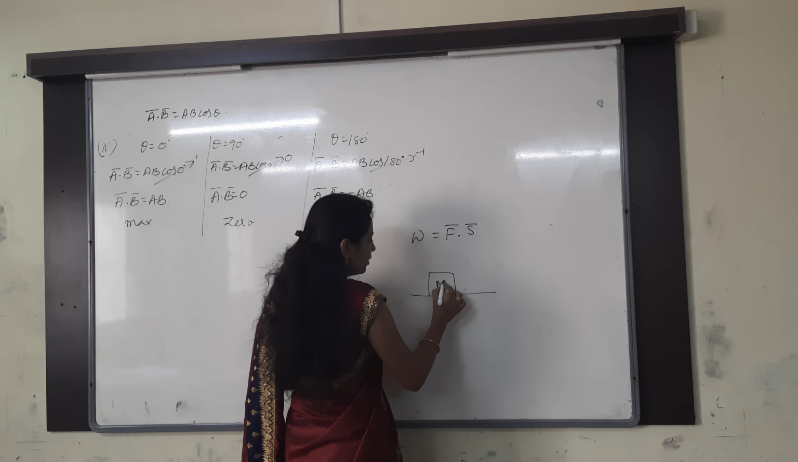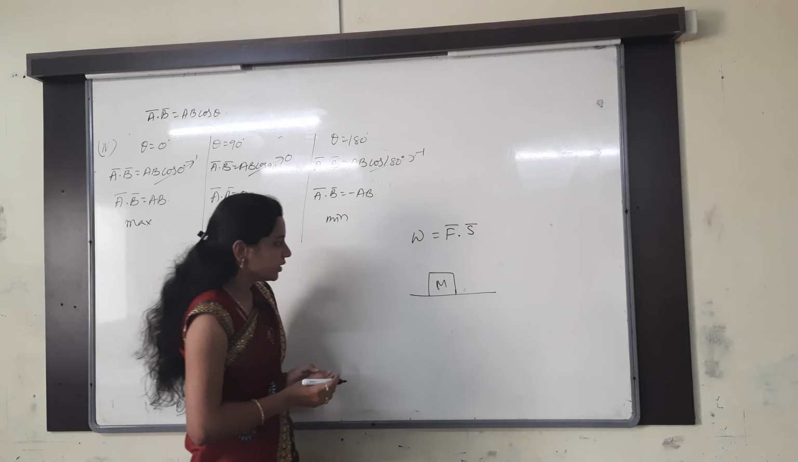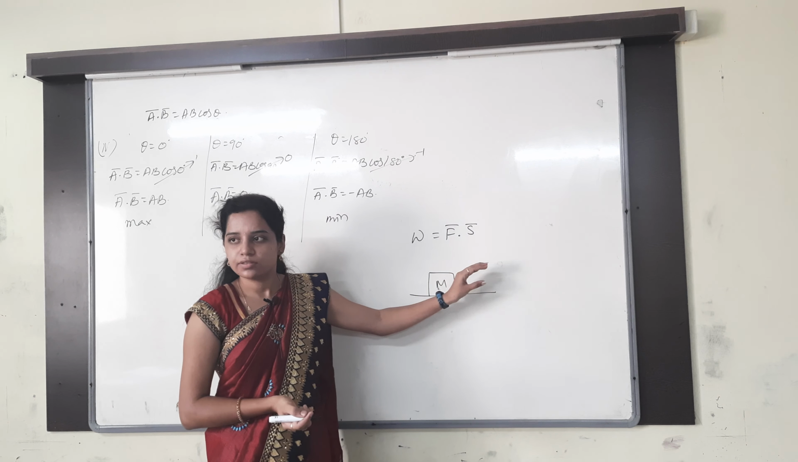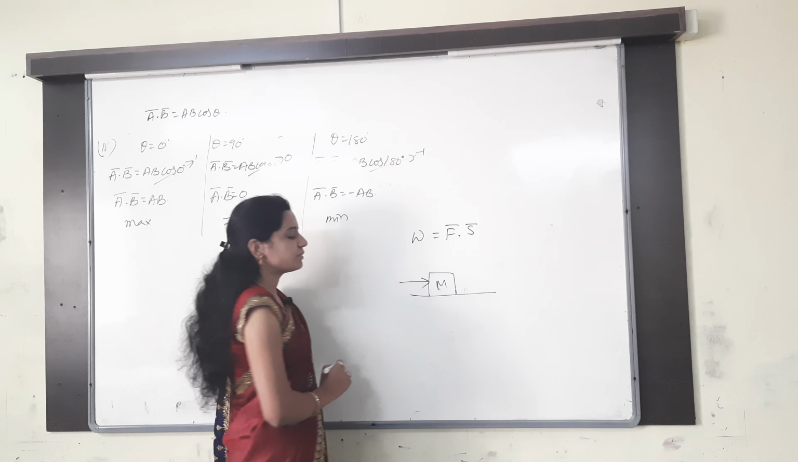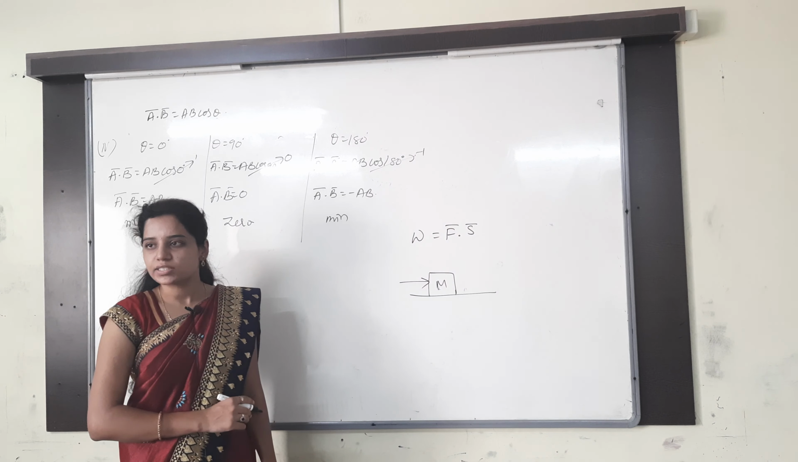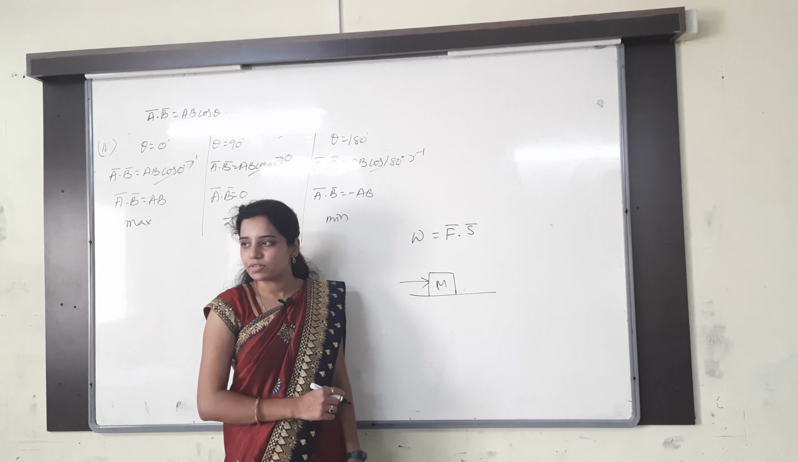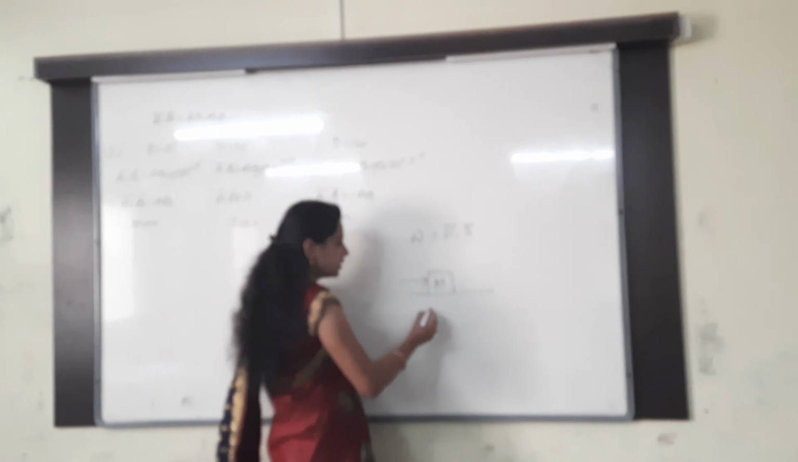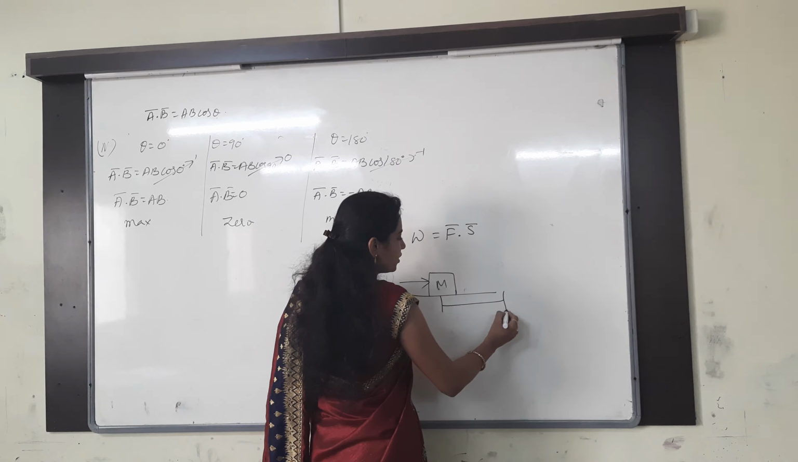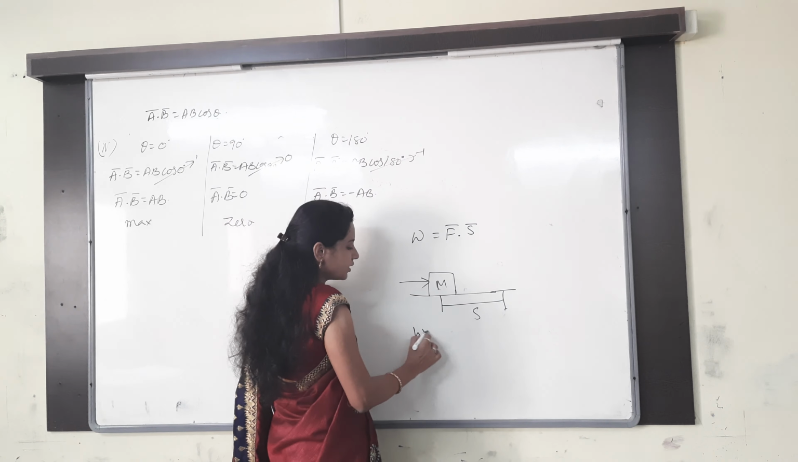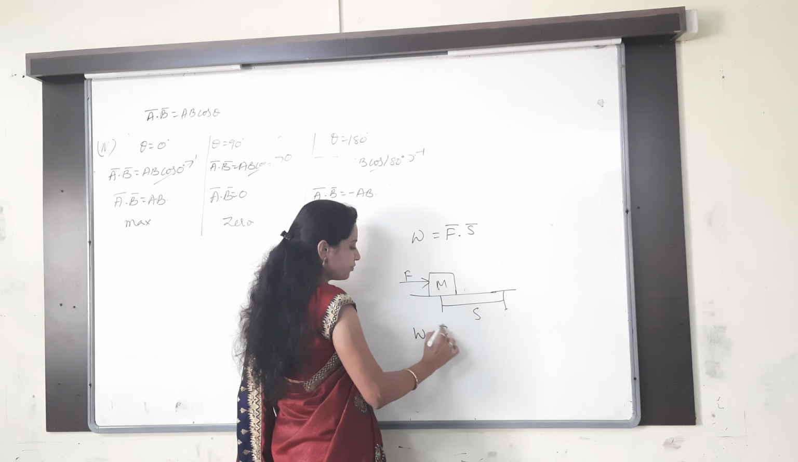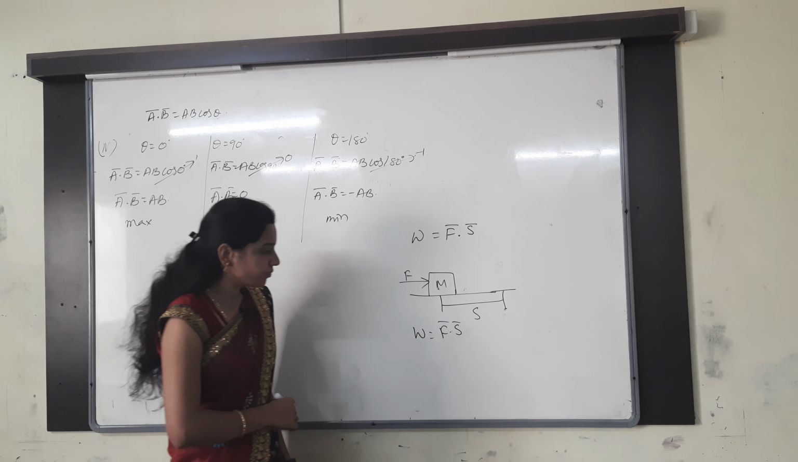If I take a block of mass M here, now I am applying a force on that. Whenever I am applying force on this in this direction, displacement will be there in which direction? Along the force only, no? In whichever direction I apply the force, in the same direction displacement will be there. If I have force and the body is displacing from here to here, let us consider, yes, displacement is there. Then work done is equal to what we'll write? F bar dot S bar.